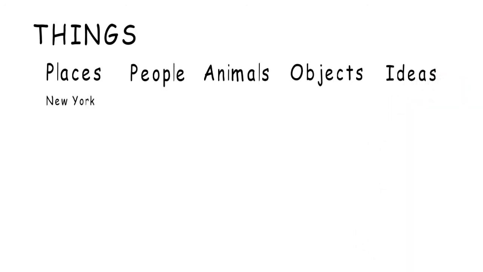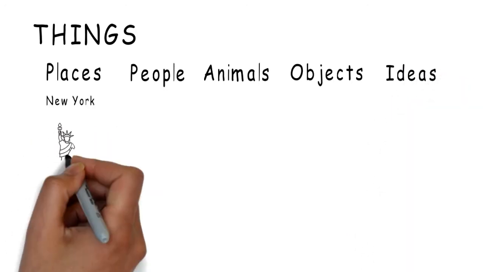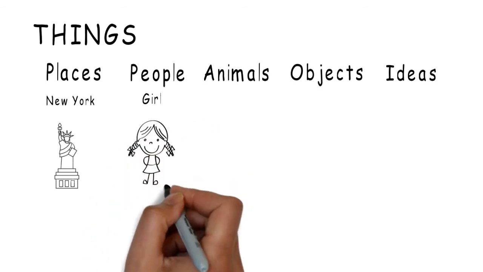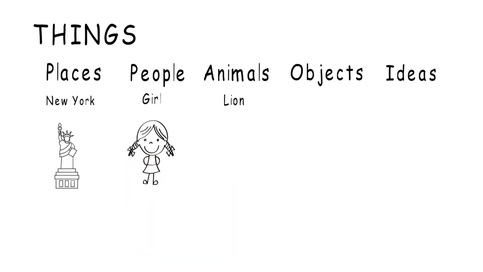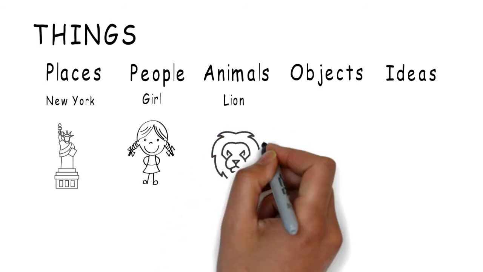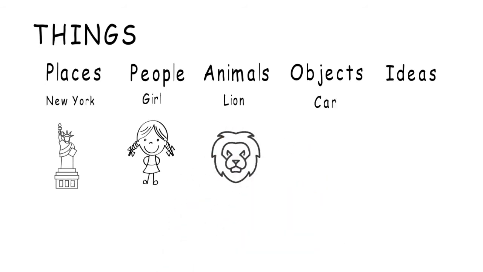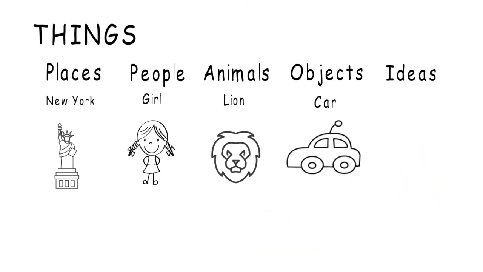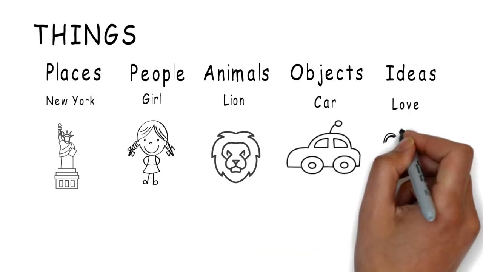For example, New York is a place. Girl is a person. Lion is an animal. Car is an object. And love is an idea.